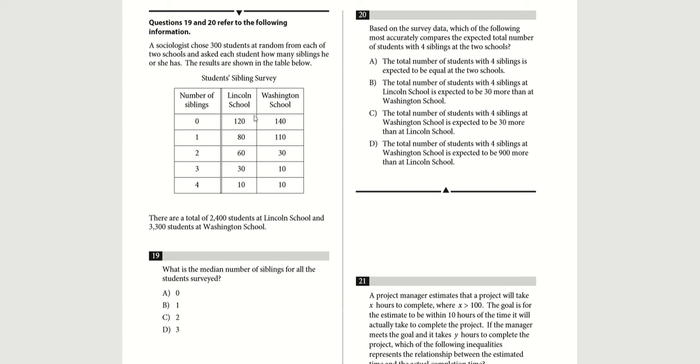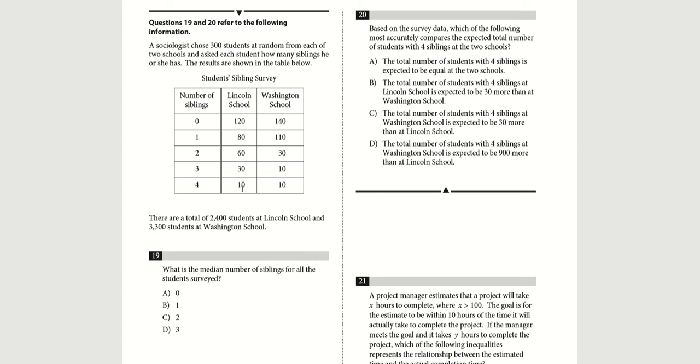And that's very important because, based on this sample, we're making predictions about the total number of students with 4 siblings. And when you're looking at this, you might be initially tempted to say that the expected number should be equal because we sampled 300 people from both schools, and in both groups, 10 people reported 4 siblings. So the expected number should be equal. But that isn't exactly correct because the schools have different numbers of total students.